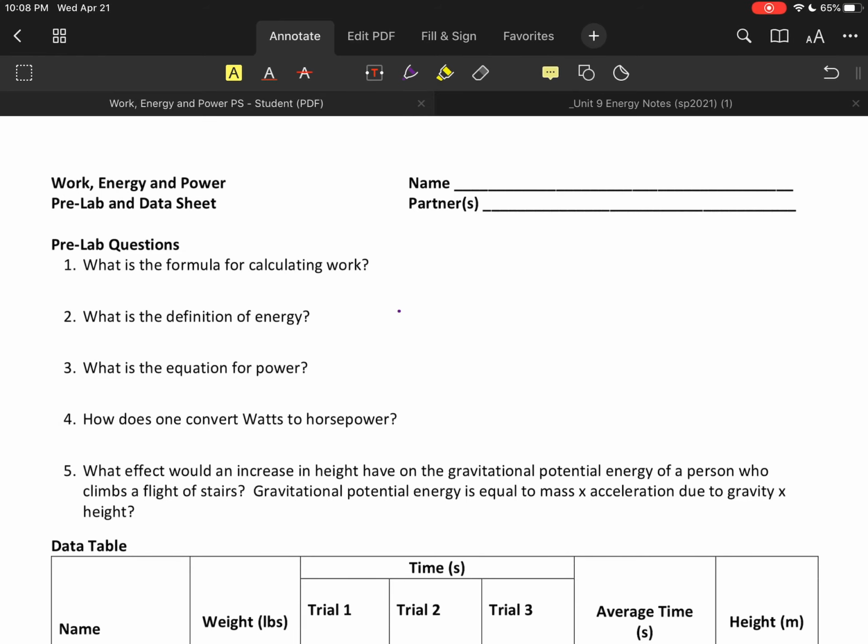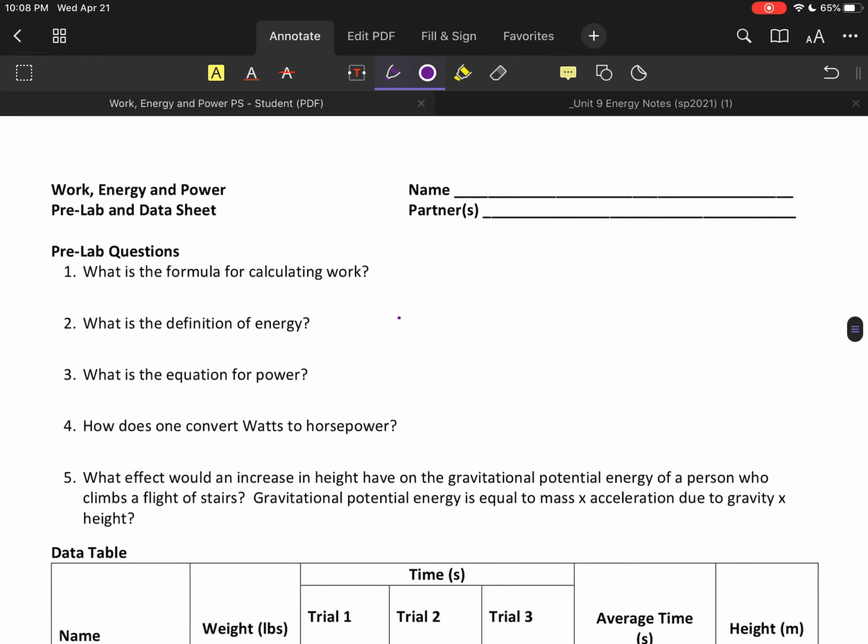So what is the formula for calculating work? Well, we just went over that. It's the force times the distance. Okay, and I know the definition of energy is the ability to do some type of work. So that means I'm moving an object, or something is moving a certain distance. So power is really just the amount of work you can do over time.